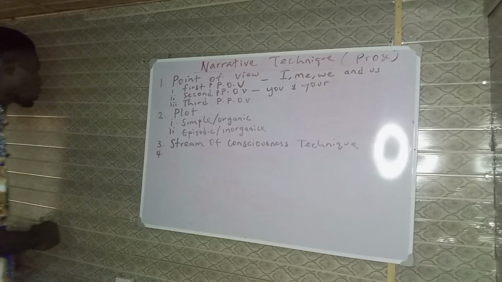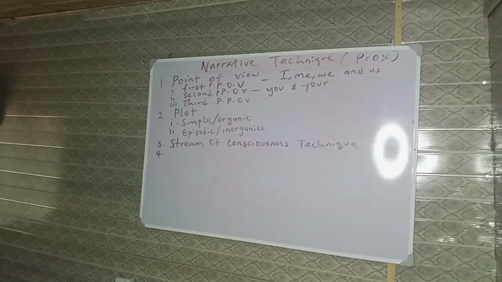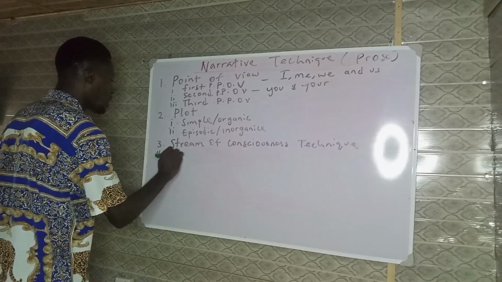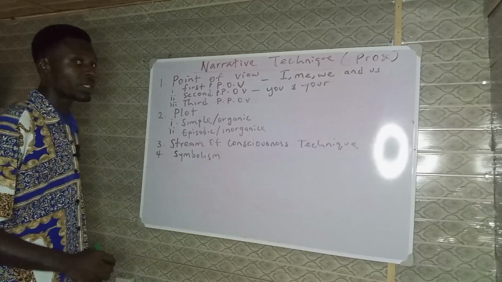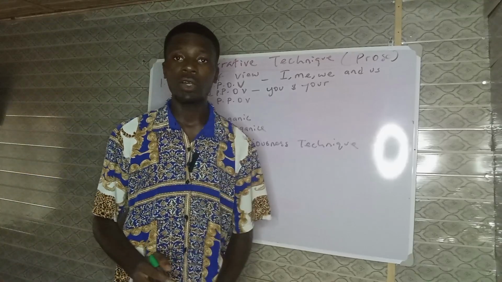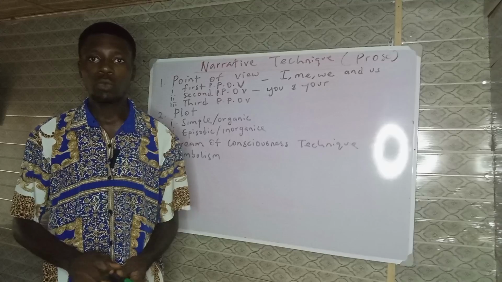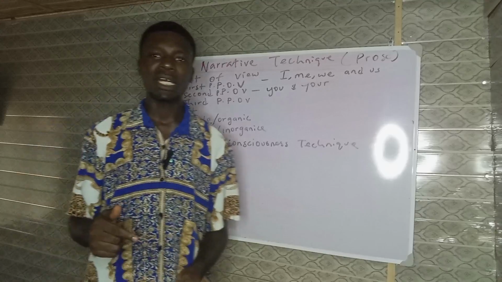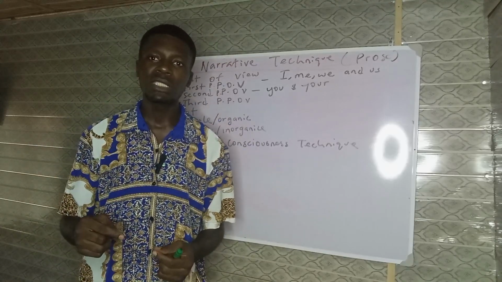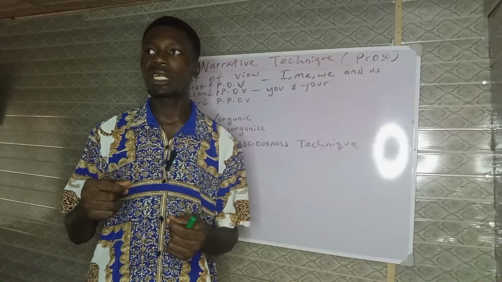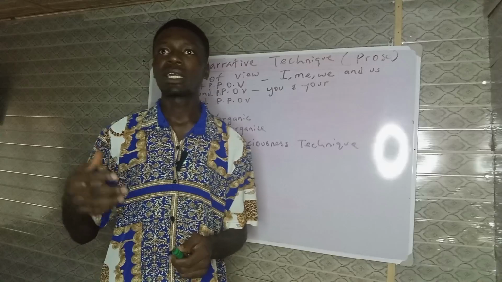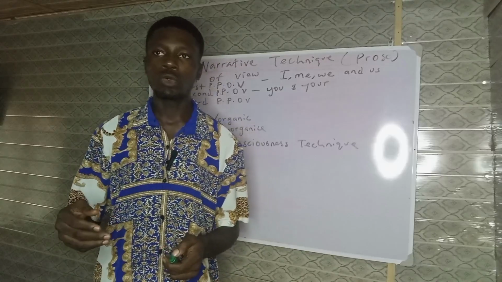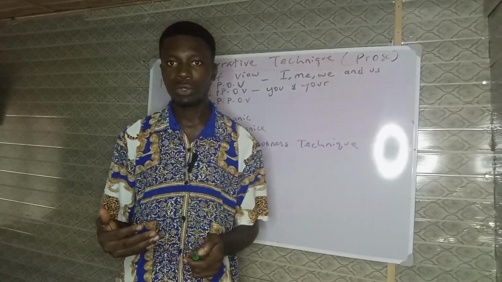Number four, what we have as a narrative technique is called symbolism. This occurs a lot in prose. What happens in this case is that the writer uses symbols, right? Uses concrete ideas to pass across a message, right?